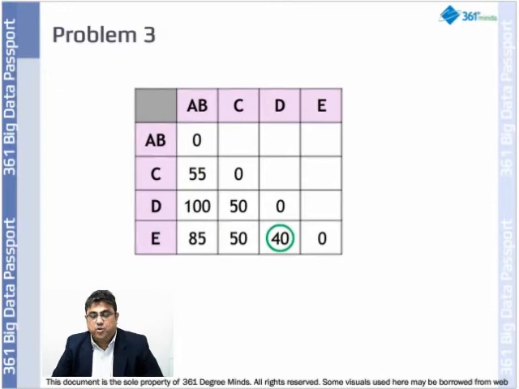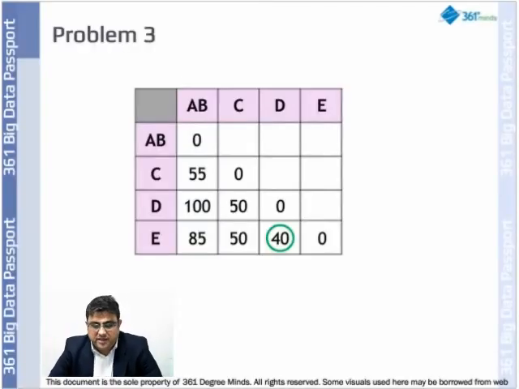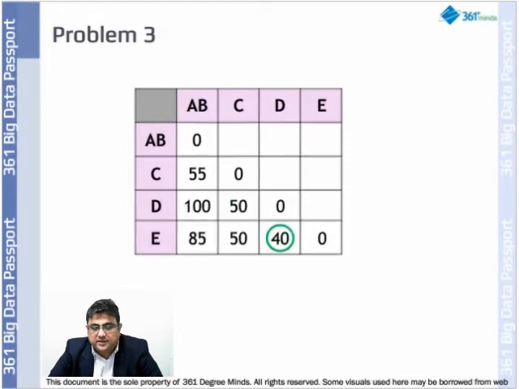So let's write it down on the whiteboard. The DE gap is 40. Let's calculate the DE gap. So what's the gap between C and DE? Let's go back one slide. I'll give you the data. The gap between C and DE: C and D is 50, C and E is 50 again. So C and D is 50.